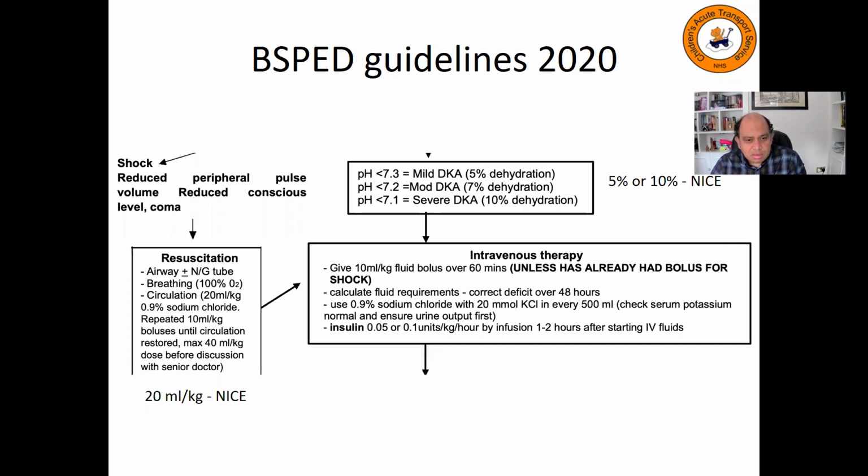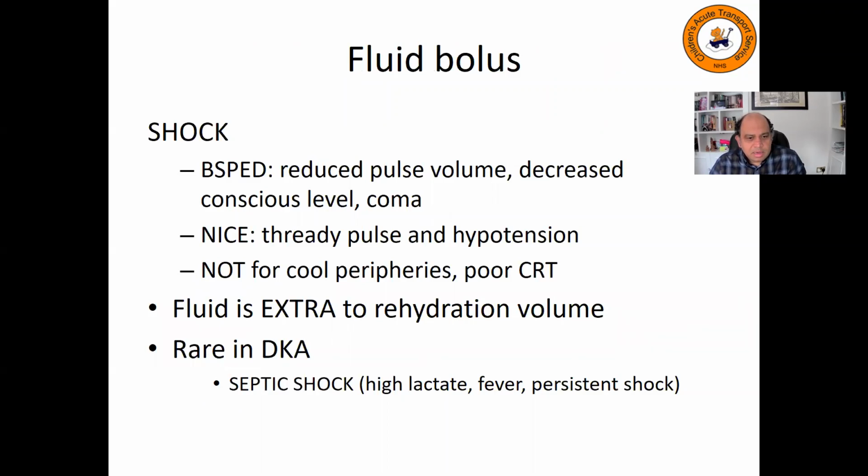And start some insulin 1 to 2 hours after giving the fluid, or starting the fluid therapy, at a dose of 0.05 to 0.1 units per kilo per hour. So that's the overall outline of the new BSPED guidance. Do you mind moving to the next slide, please, Linda?